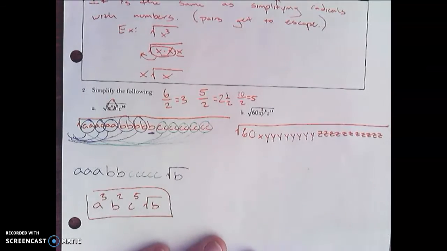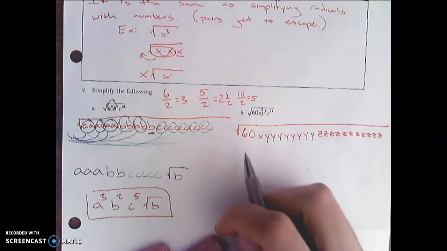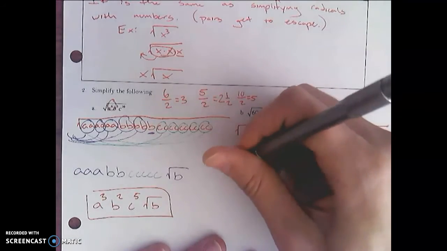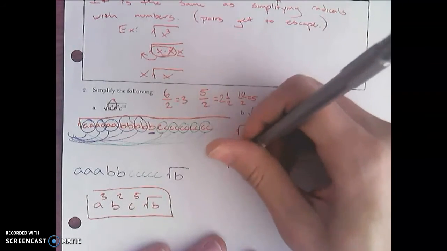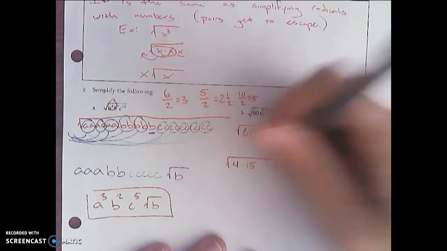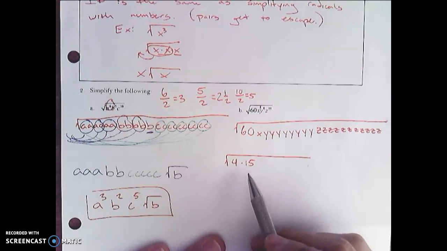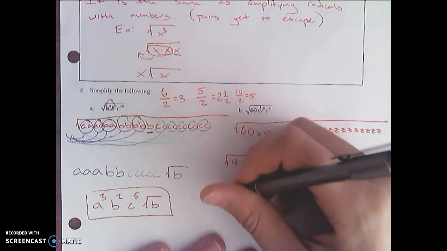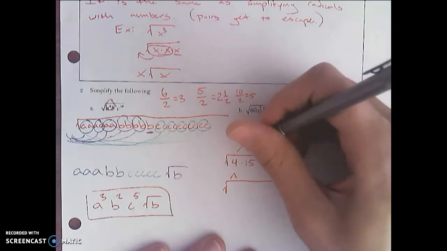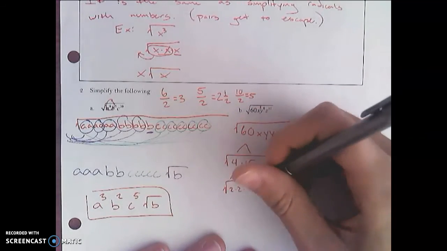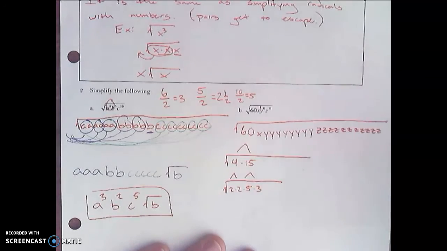All right. So taking a look at this 60, we've got to break it down just like we normally do with our jailbreak method. So 60 can be broken down into 4 and 15. We can bring down the rest. I'm not going to rewrite it. We can continue to break this down. So we have 4. It's broken down into 2 and 2. 15 gets broken down into 5 and 3. And then we can bring down the rest again.